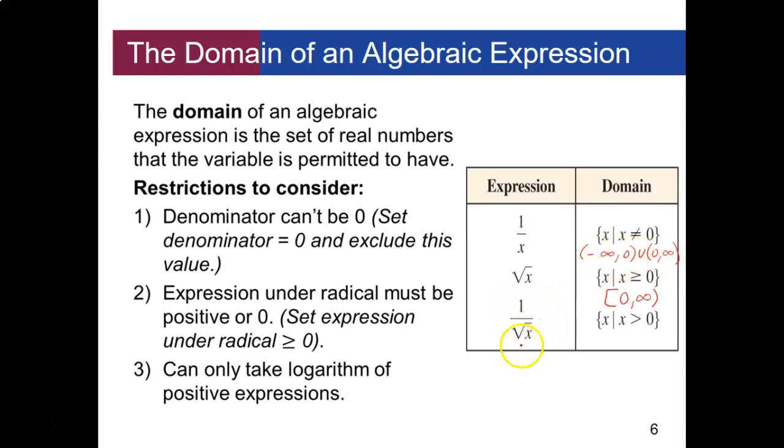Okay, this last one here that we have, it's a combination of the two. So we have a radical, but we also have it in the denominator. So we've got to combine these two domains together. So x can be greater than or equal to 0, but it actually can't be equal to 0. So that's why we take the equals part off of this. And the last one we'll get to in chapter 4, and that is that you can only take the logarithm of positive expressions. We won't really be working with number 3 at this point. It'll be coming later in the course.